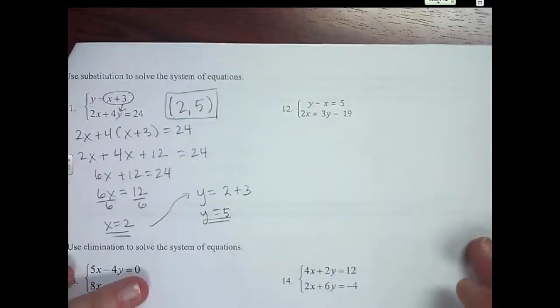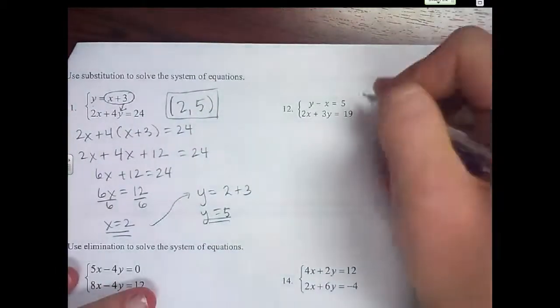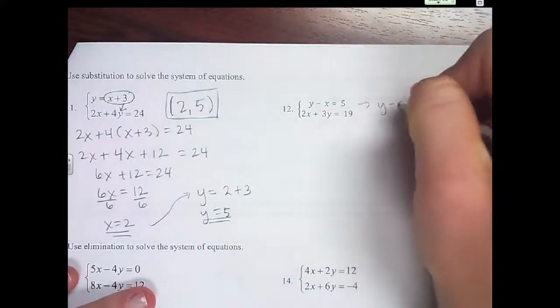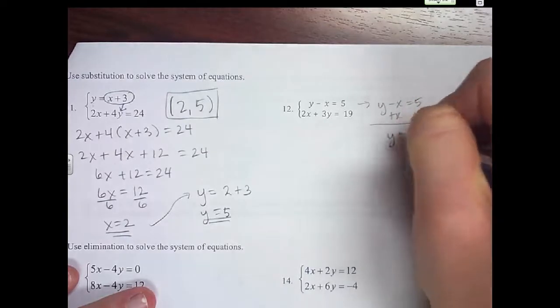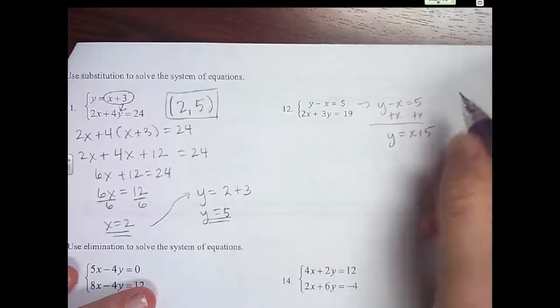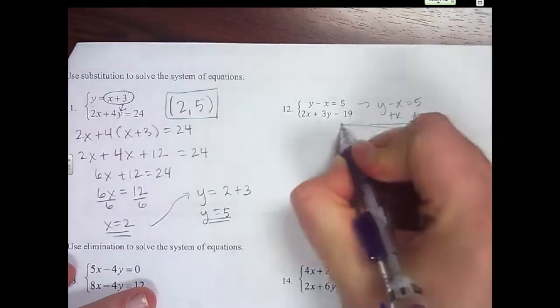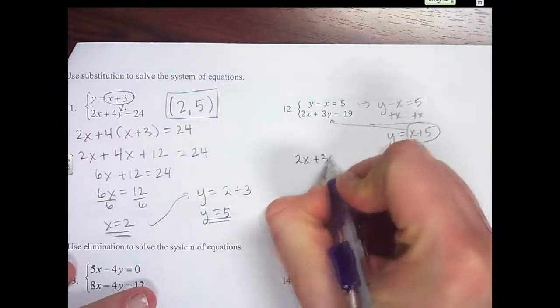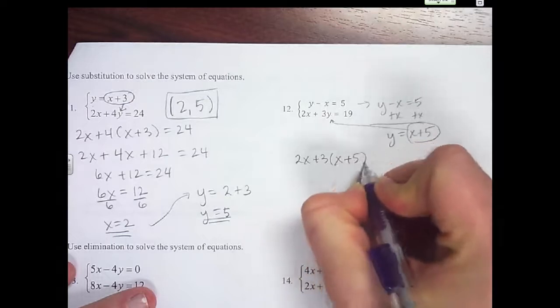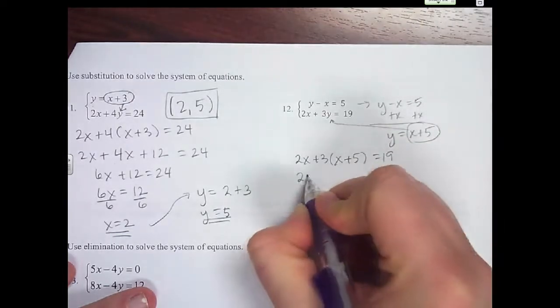Okay, number 12, I need to get a variable by itself. So I'm going to take this first equation, and I'm just going to add the x over. So y equals x plus 5. I take x plus 5 and I put it into this y right here. So 2x plus 3 times x plus 5 equals 19.